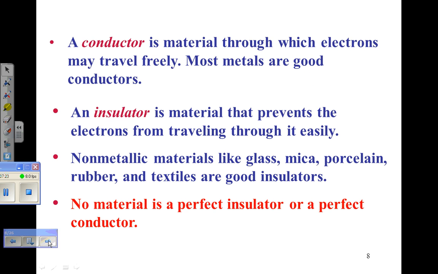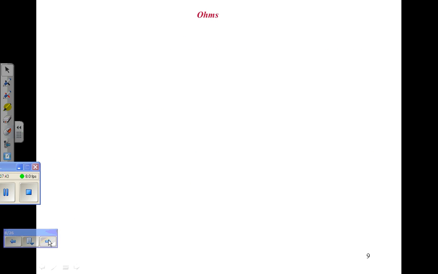So remember that those terms are still relative. A conductor is a material through which electrons may travel freely, easily, shall we say. Most metals are good conductors. An insulator is a material that prevents electrons from traveling through it easily. That doesn't mean electrons won't travel, it's just not as easy as it would be in a conductor. So it's a relative term. You don't have to identify the number of electrons.